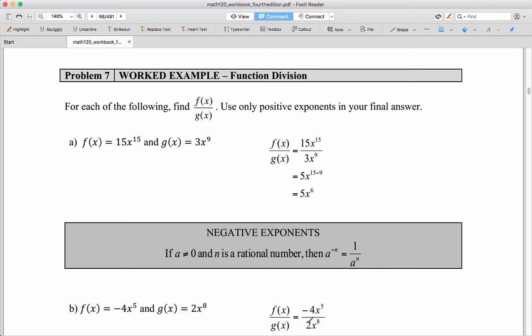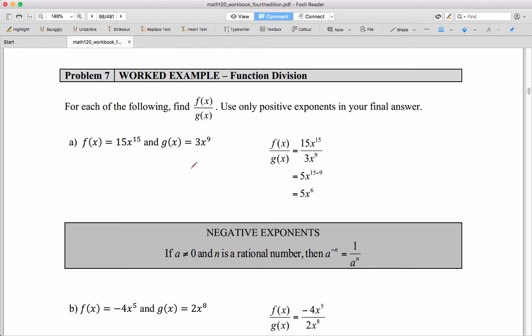Greetings. I was asked to cover a couple of problems from section 3.1. First one was problem 7, the worked example on function division, to remind you a little bit about how that goes. There's actually also a problem in the problem set that reminds you of this, and we'll be doing that in a separate video.